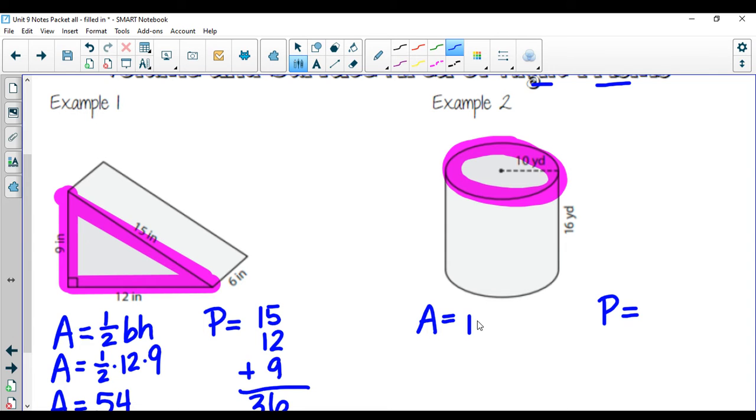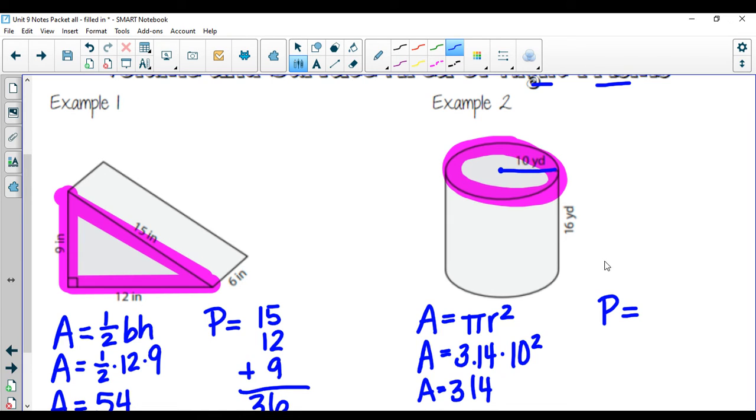Area formula for a circle is pi r squared. Our radius goes from the center to the outside, which is actually noted on our picture here. So we're going to have area is equal to, we're going to use 3.14 because we want to get a decimal answer, times 10 squared because our radius is 10. So if we do 3.14 times 10 squared, we get 314.